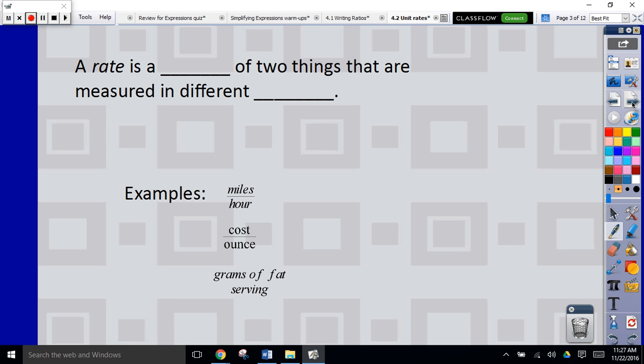Okay, so first, a rate is a ratio of two things that are measured in different units. So for example, we might find miles per hour. We have two different units. We're comparing how many miles are in how many hours, and they're different units. If the units are different, one is miles, one is hours, that's what makes it a rate. Here we're finding the cost per ounce, or per however many ounces. And here, grams of fat per serving.